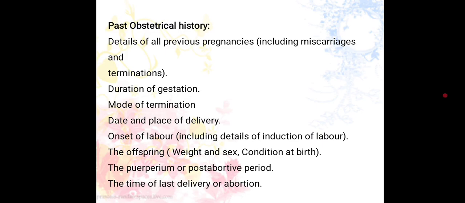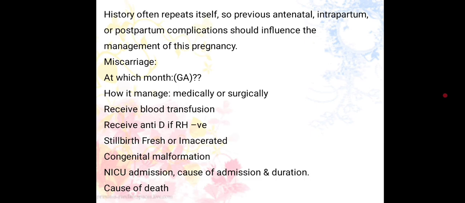Any complication at puerperium or post-abortive period. Time of last delivery. History often repeats itself, so previous antenatal, intrapartum, or postpartum complications should influence management of this pregnancy. If the patient has had a miscarriage, ask about gestational age or months at which the miscarriage occurred, how it was managed, medical or surgical, and if the patient received blood transfusion or anti-D if Rh is negative.